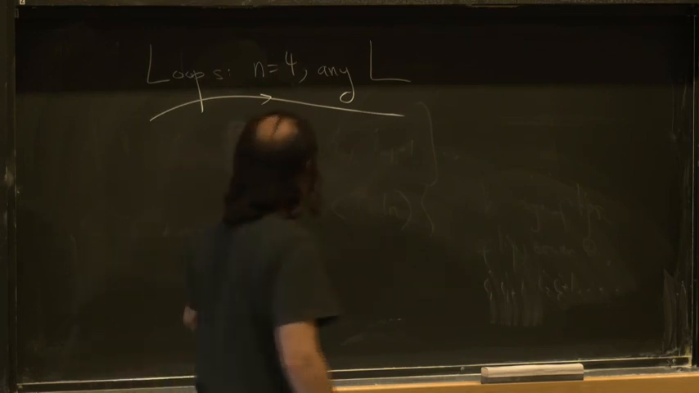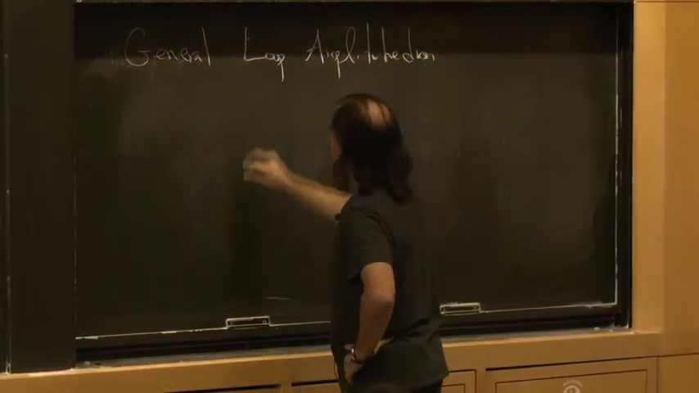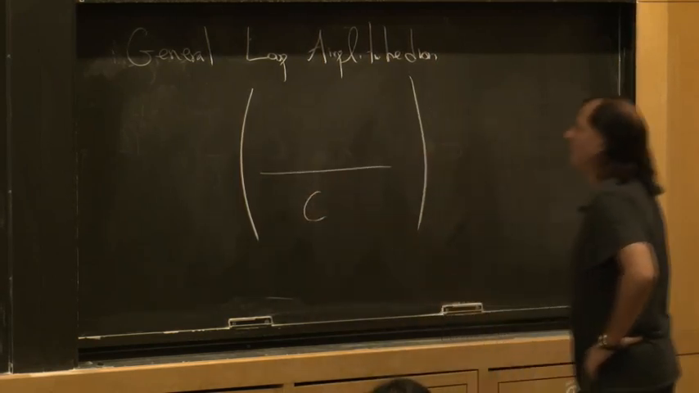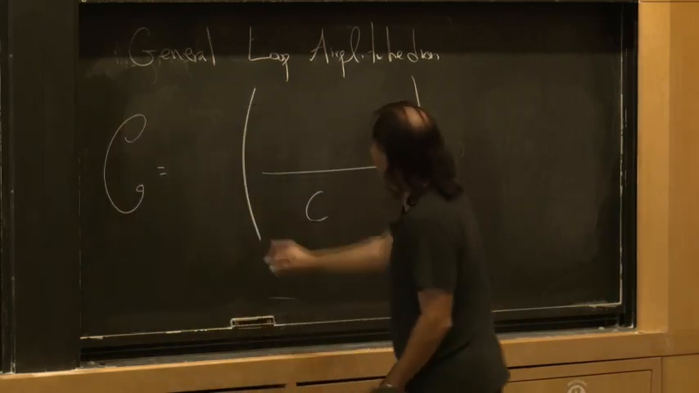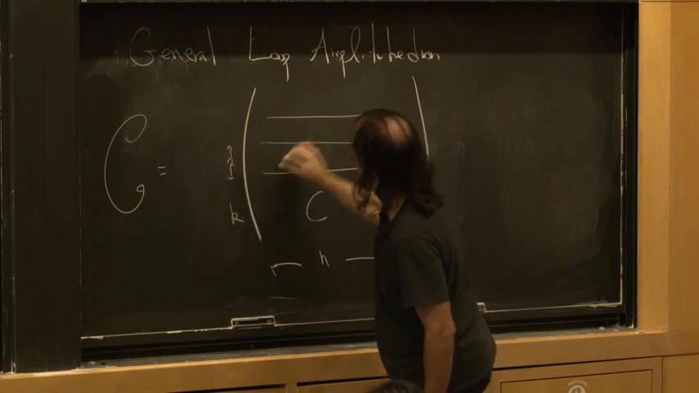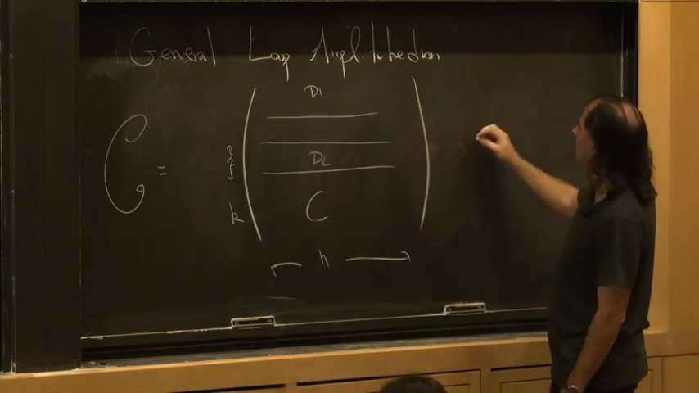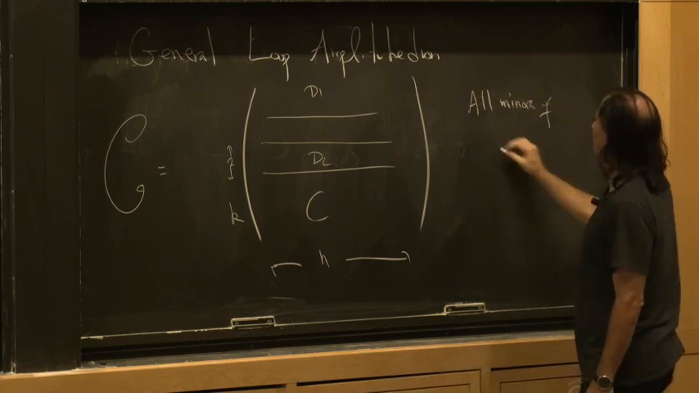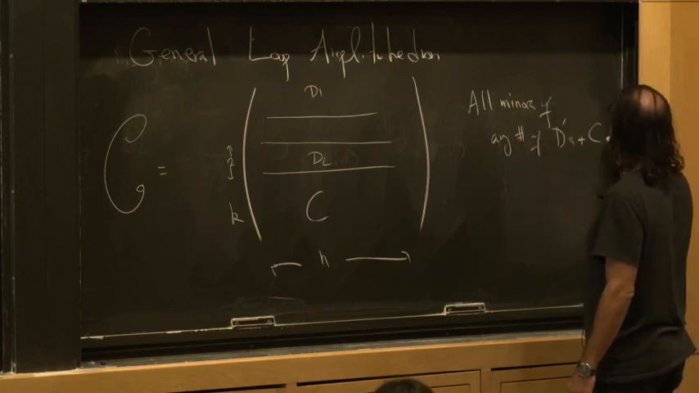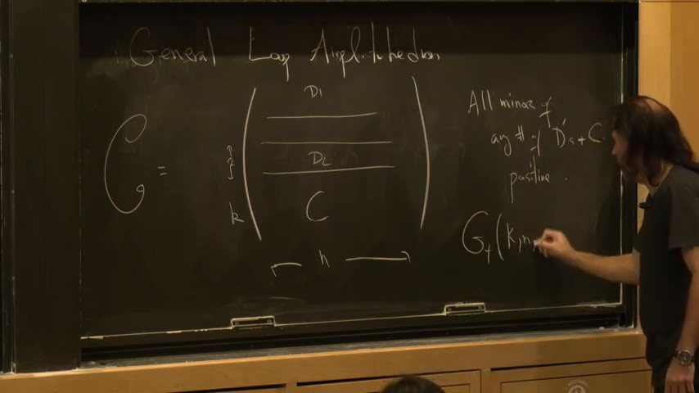So what is the geometry in this case? Remember, at n equals 4, life is extremely simple. Let me just recall the general loop amplituhedron. I have a big matrix, calligraphic C, where I have some k by n part down here. And then if I have L loops, I have a stack of 2 by n matrices, D1 through DL. And I have this positivity condition that all minors of any number of D's plus C have to be positive. So that was this extended notion of loop positivity. We'll call it G plus k, n, L.